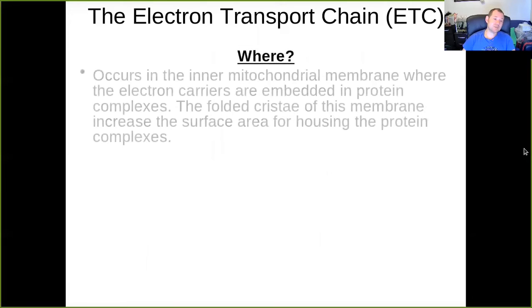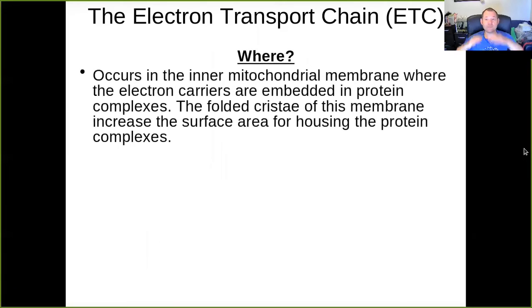So where does it occur? It occurs in the inner mitochondrial membrane. So the mitochondria has an outer membrane and an inner membrane. And the inner membrane is lined with a bunch of enzymes which perform these processes. They're known as the electron transport chain.